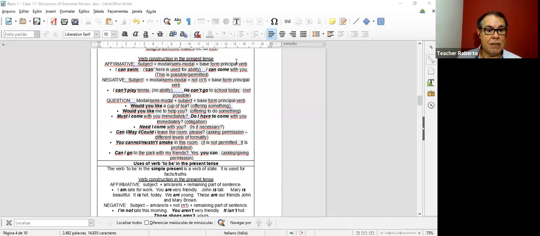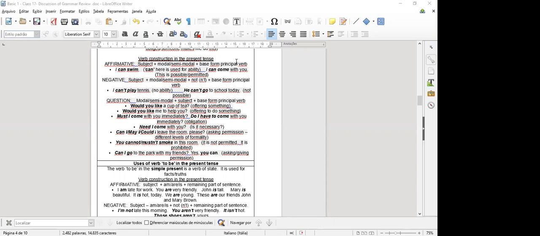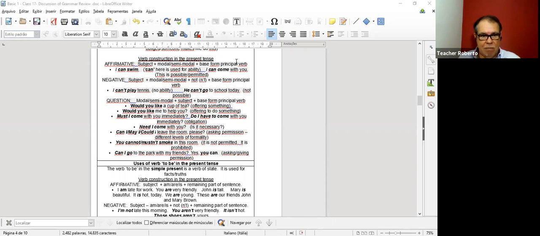Now, observe the negatives. You cannot, you mustn't smoke in this room. In both cases, the idea is that smoking is not permitted, like the police officer told me at Central Park in New York. You mustn't smoke here, or you cannot smoke here.